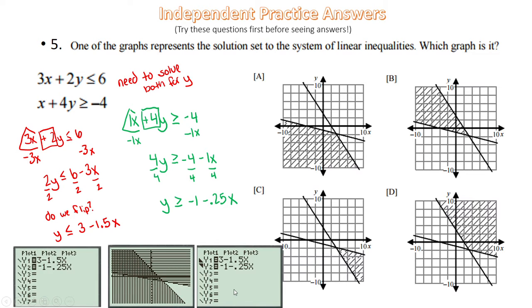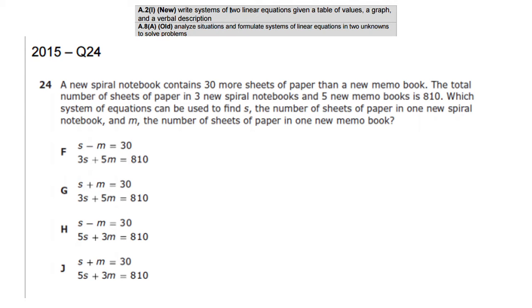Okay, so what we're going to do next is do STAAR questions and apply this to the STAAR questions. So here is question number 24 out of the STAAR Test 2015. The first sentence says, a new spiral notebook contains 30 more sheets of notebook paper than a new memo book. So they're talking about two different variables in that first sentence.